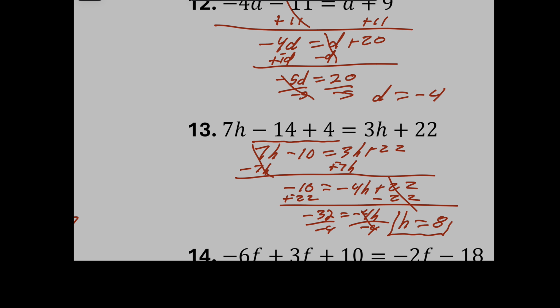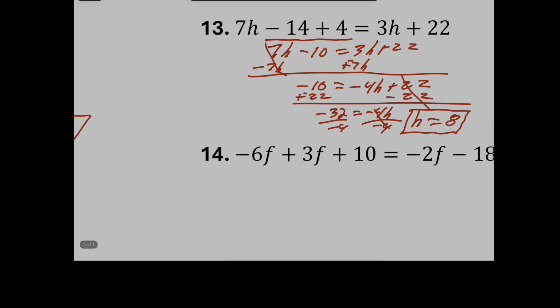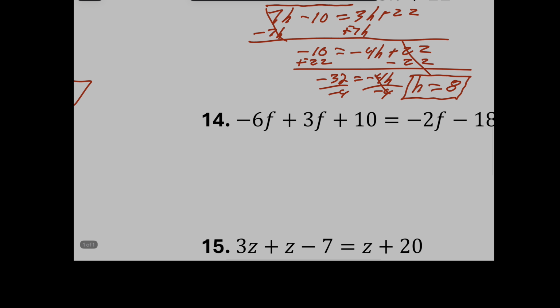If you would have gone the way that I suggest, where you keep them positive, you'd have the same answer. It just would have said 4h equals 32 instead of negative 4h equals negative 32. Not the biggest deal in the world. So again, you can go either way.